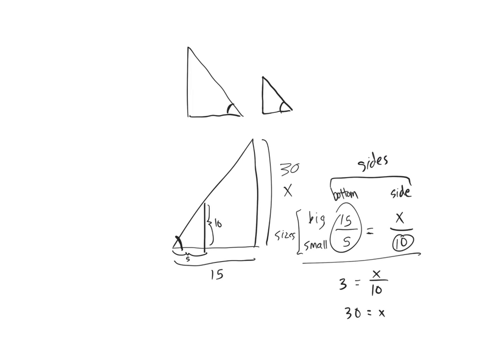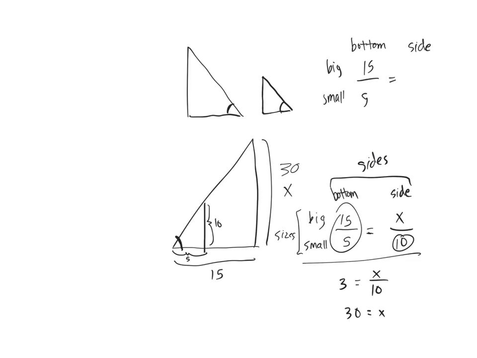So just a rundown again to do your problem. You choose the size of the triangle here, so you want to do big on the top and small on the bottom. Then you choose the sides of your triangle on the top, so you have the bottom side and the side of the triangle. Then you just fill in the boxes. What is the bottom side of the big triangle? 15. What is the bottom side of the small triangle? 5. Equals in the middle.